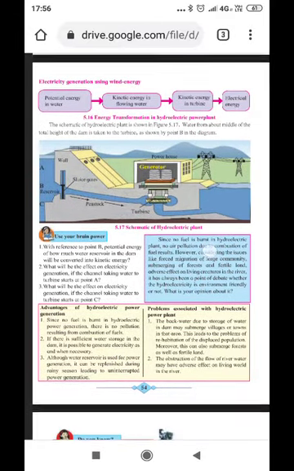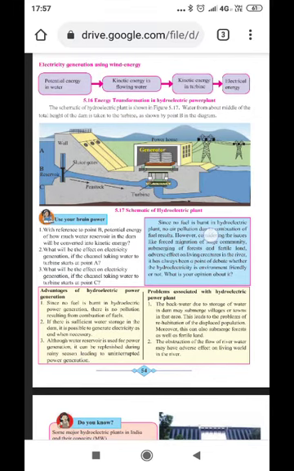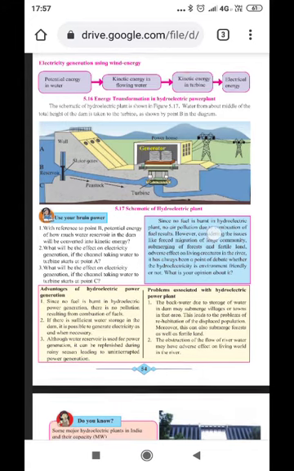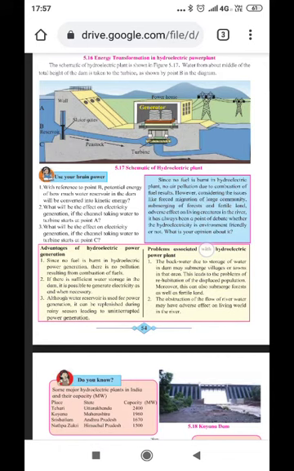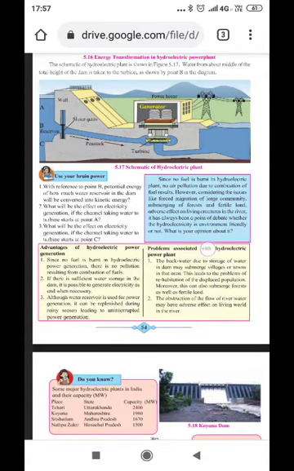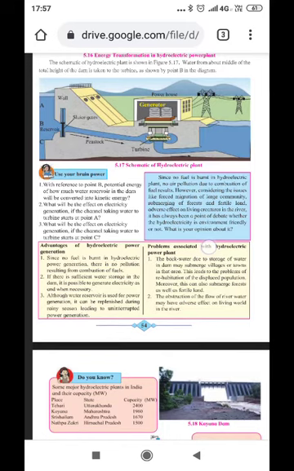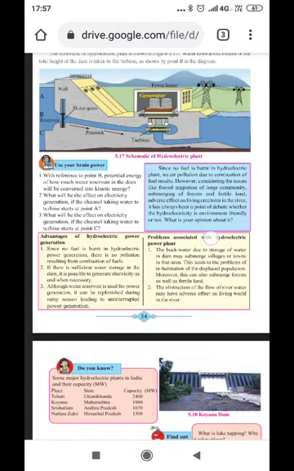Now, electricity generation using wind energy. Here, with the help of the wind we can generate electricity. Potential energy in the water, kinetic energy in flowing water, the kinetic energy in the turbine gets converted into electric energy. The diagram is shown here. With the help of the diagram, the concept is very clear. The schematic of the hydroelectric power plant is shown in figure 15.17. Water from about the middle of the total height of the dam is taken into the turbine as shown in part B in the diagram.